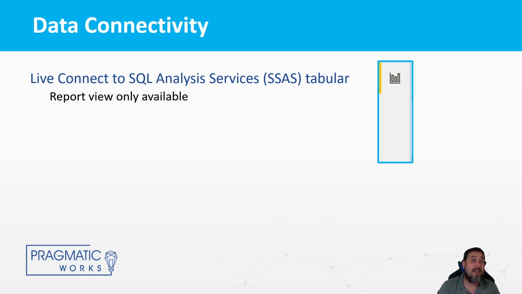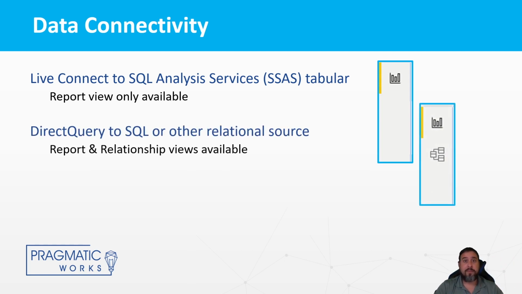The biggest thing here is that live connection does not currently support what is known as a composite model. That's going to be a conversation for video number 2. What's a composite model all about? Why is there so much hype about it? What's the benefit of it? Because it's awesome, but we're going to save that for the next video. Our focus in this one is DirectQuery, and we are going to observe this within the lens of SQL Server.